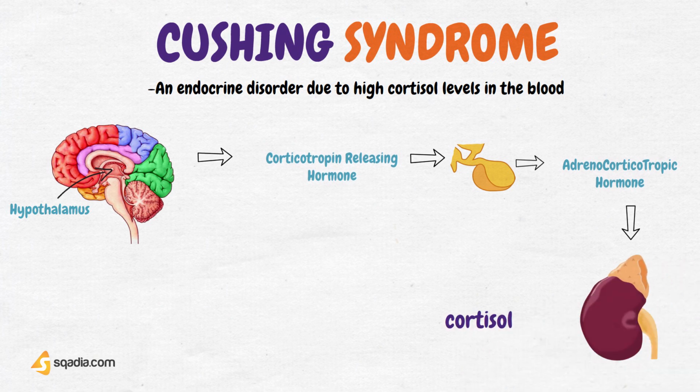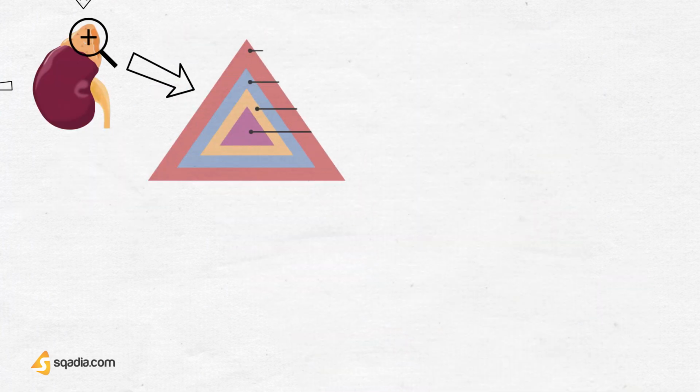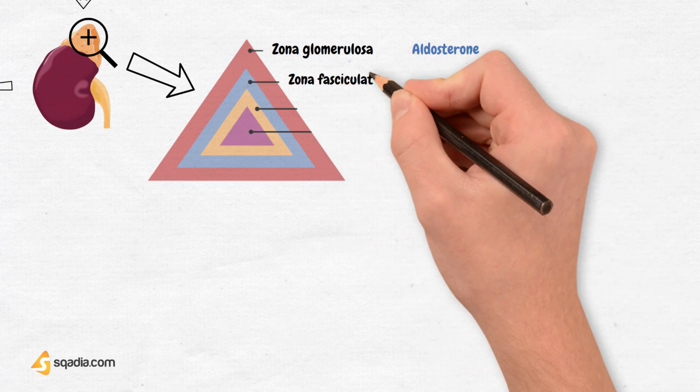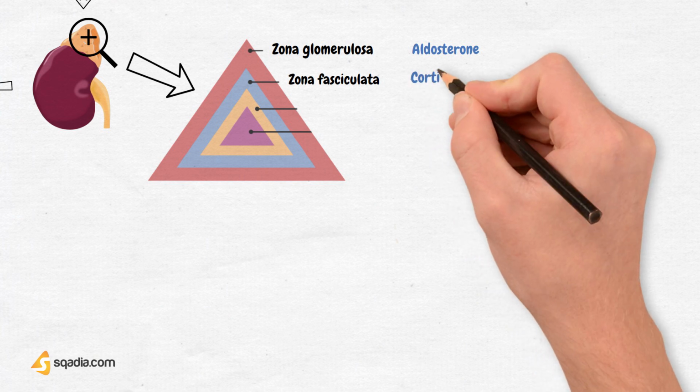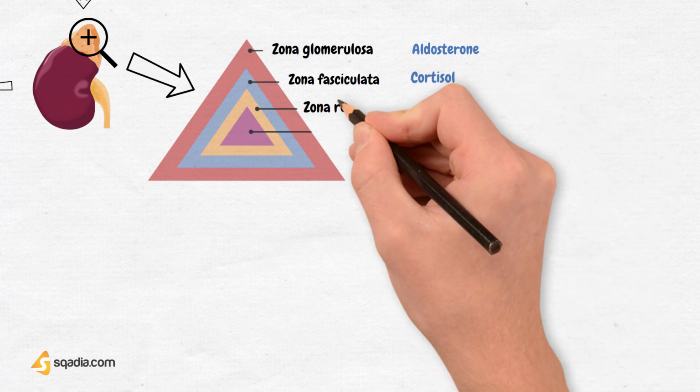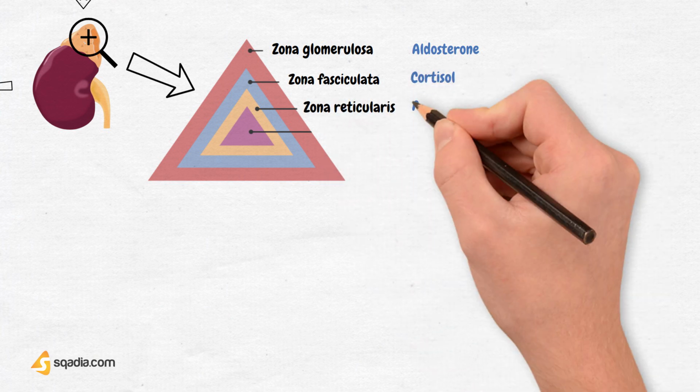Let's go a bit deeper into the cortex of the adrenal gland. The outermost layer is the Zona Glomerulosa, which secretes mineralocorticoids like aldosterone. Then there is Zona fasciculata, which secretes glucocorticoids like cortisol. And then there is Zona reticularis, which secretes sex hormones or androgens.